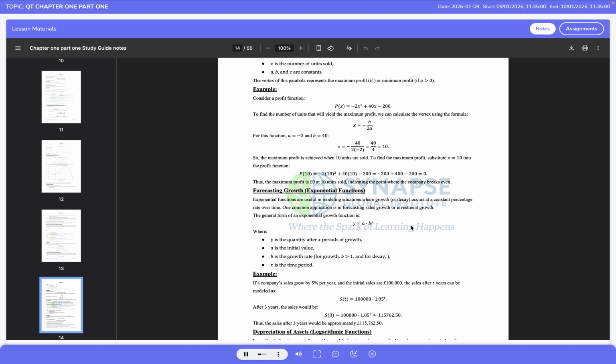Substituting x = 10 back into the profit function gives P(10) = -2 × 10² + 40 × 10 - 200, which equals -200 + 400 - 200, giving 0. This tells us that the maximum profit is £0, indicating a break-even point.